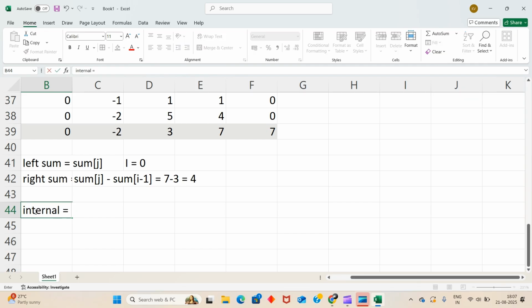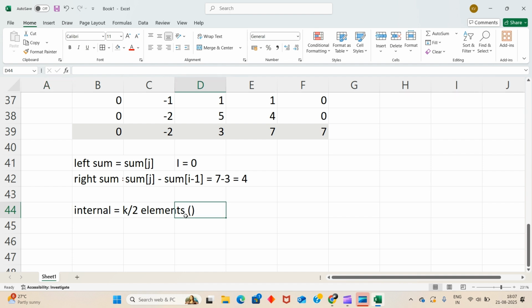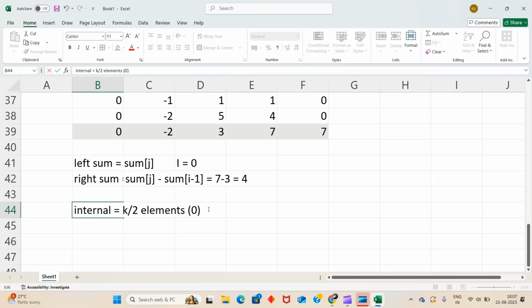Internal is, let's say, k by 2 elements. We don't need to calculate because the sum will be 0 for this, plus k by 2 elements multiplied with 1. So we don't need to multiply. We just want the sum of these k by 2 elements. So why calculate the sum every time?